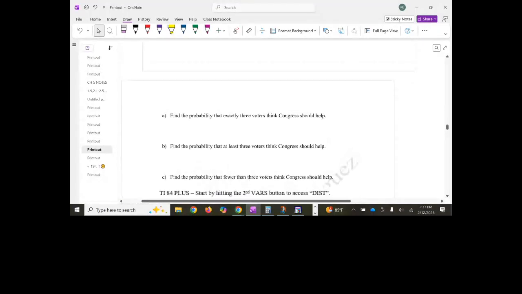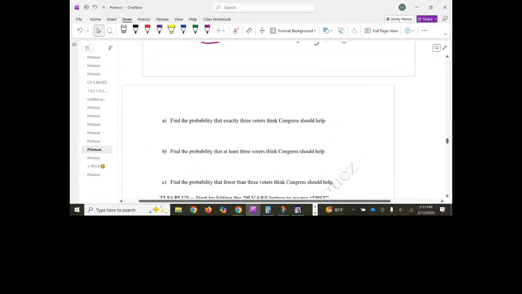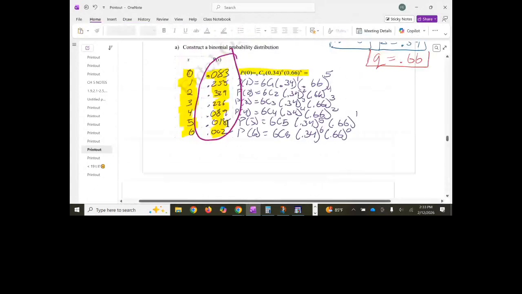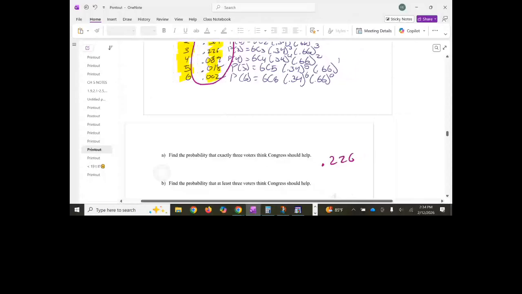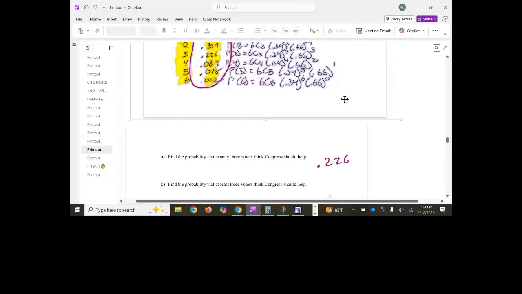Okay, there are some more questions. Let's take a look. Find the probability that exactly 3 voters think Congress should help. 3 voters, what's 3 voters? 0.226. So right here, I'm going to put 0.226. And you're like, hey, Omar, how'd you get that? Boom. I looked at my 3 voters right there.